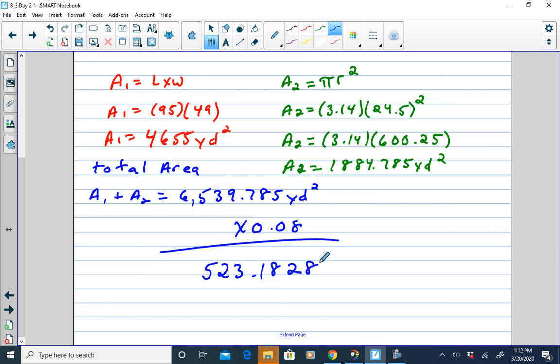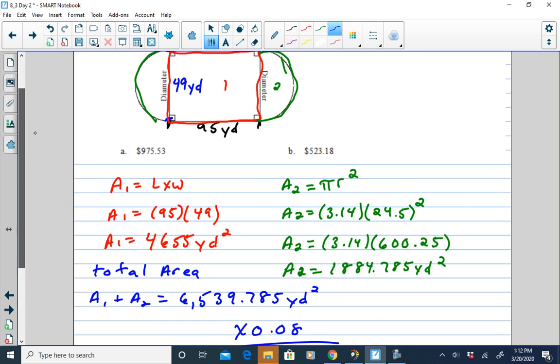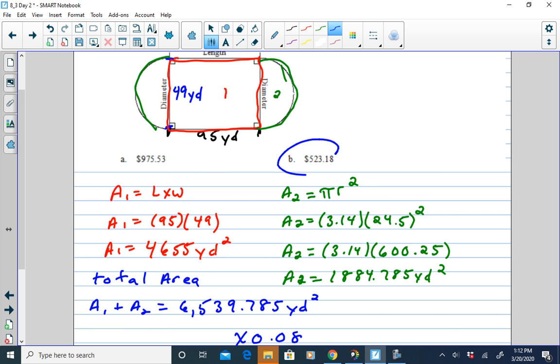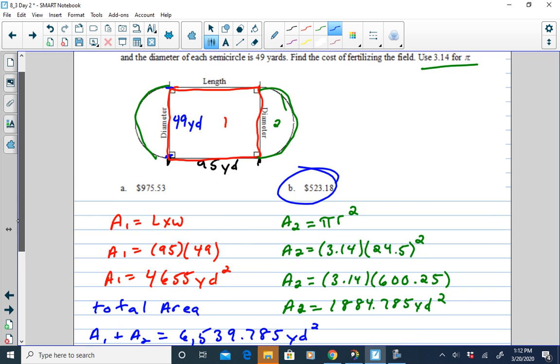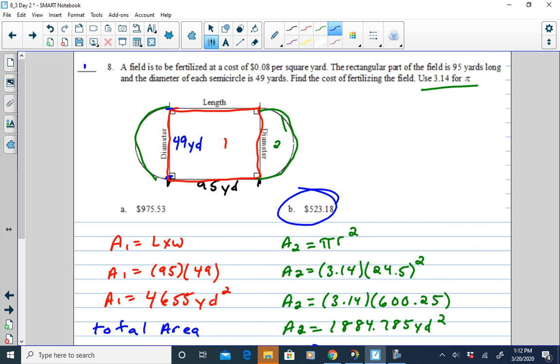523.1828. But if I'm rounding that to the nearest cent with money, that's going to be $523.18. Now, let's see. Is that one of our answer choices, $523.18? Yes, it is. So we wind up with answer B for number 8.